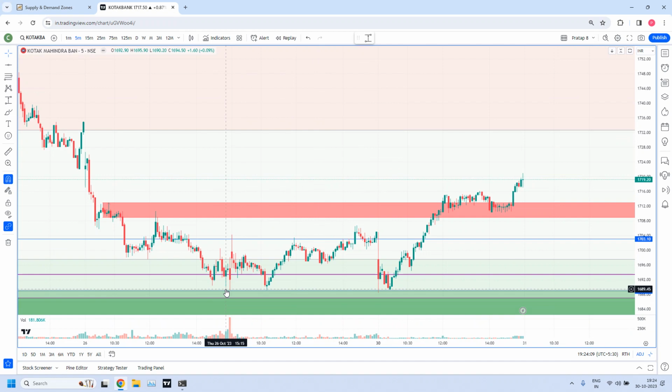Why did I add a rejection column in our NeoStock supply demand zone report? Look into the reports I am publishing every day. You have a column called rejection. The reason I added it is that the column will give us this kind of clue.